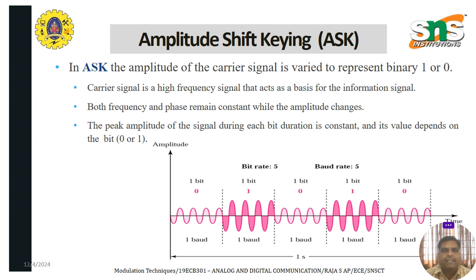So this is the detailed discussion. In ASK, the amplitude of the carrier signal is varied to represent binary 1 or 0. The carrier signal is a high frequency signal that acts as a basis for the information signal. Both frequency and phase remain constant while the amplitude changes. The peak amplitude of the signal during each bit duration is constant and its value depends on the bit 0 and 1. So depending upon the bits, it can be transmitted and received.